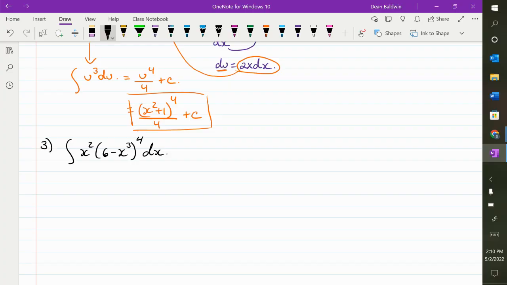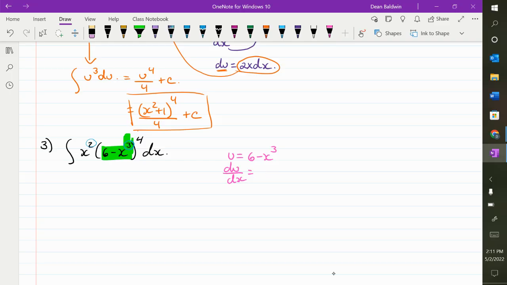Look at this. Look inside the brackets. Boom. What's the derivative of the inside there? It's negative x squared. I don't care about the negative because that's a constant. All I care about is this exponent, 3, is going to go down by 1 and give me a power of 2. Okay? So my u, my substitution, is going to be what's inside the brackets: 6 minus x cubed.